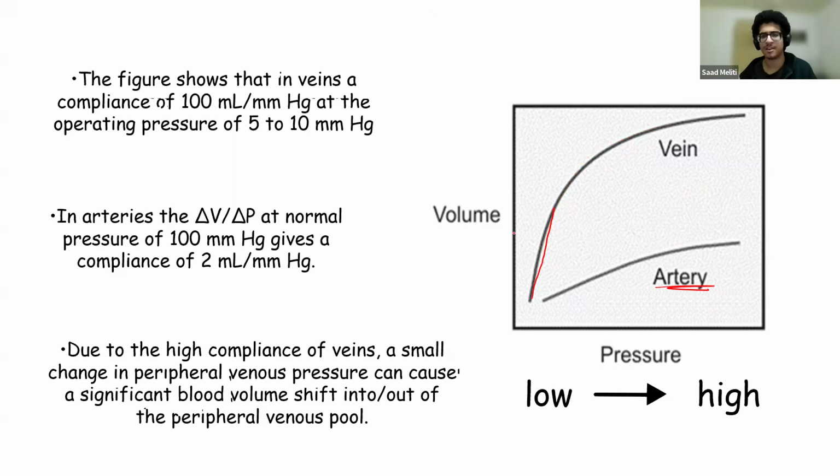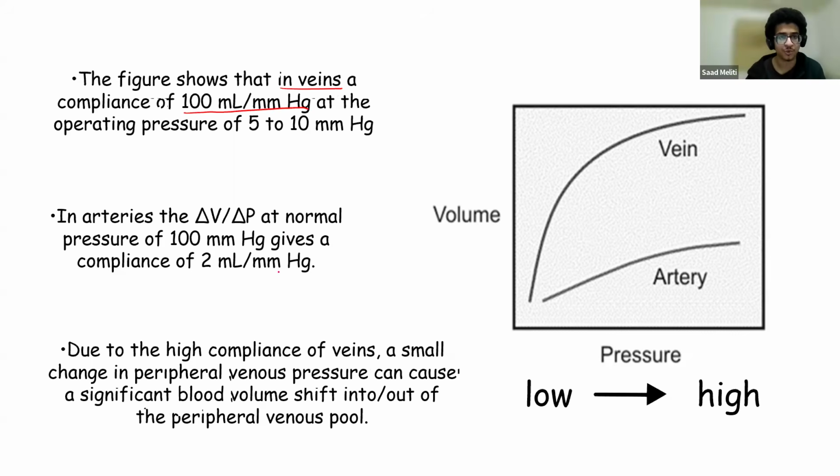Arteries, on the other hand, are not really that compliant at all. The more pressure you add, the volume change doesn't change that much. Now here we have a bit of numbers. In veins, we have a compliance of 100 milliliters per millimeter mercury. What this means is that with every increase in pressure by 1 millimeter mercury, the veins can hold another 100 milliliters of blood.